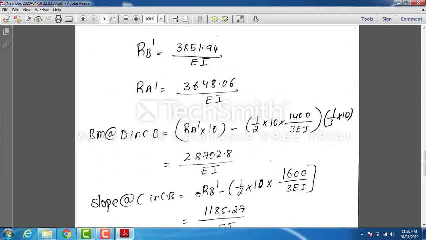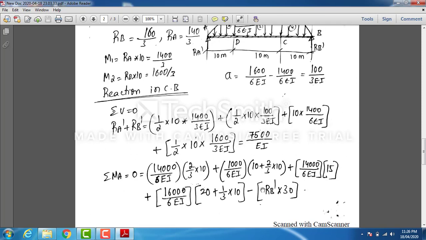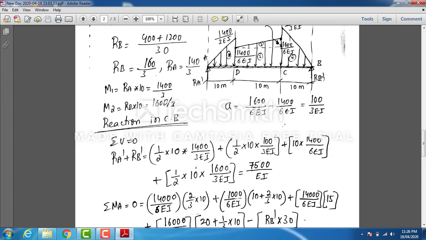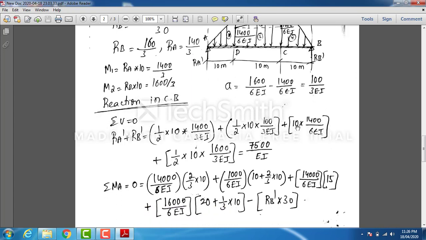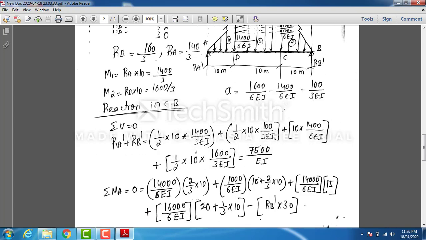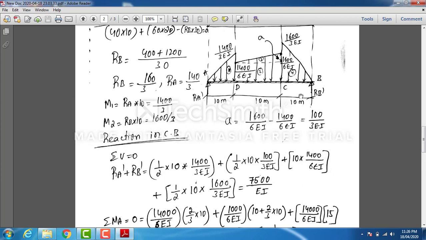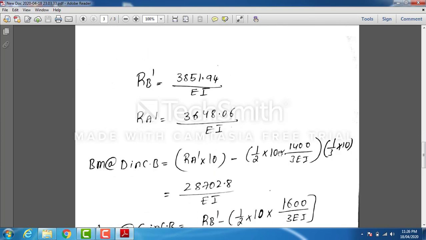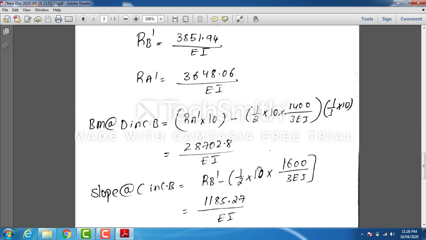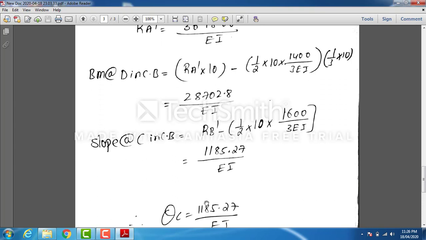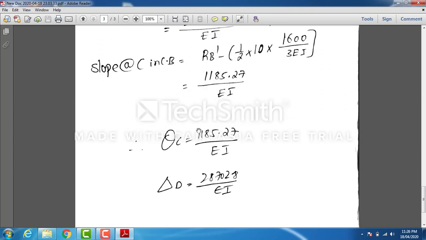Here it's better to take this one as minus and this one as plus, because from the right side upward is negative, downward is positive. It is minus RB plus this area, that is half into 10 into 1600/3. So you get this value. This is how you find slope and deflection at a point in a simply supported beam by the conjugate beam method. Thank you.